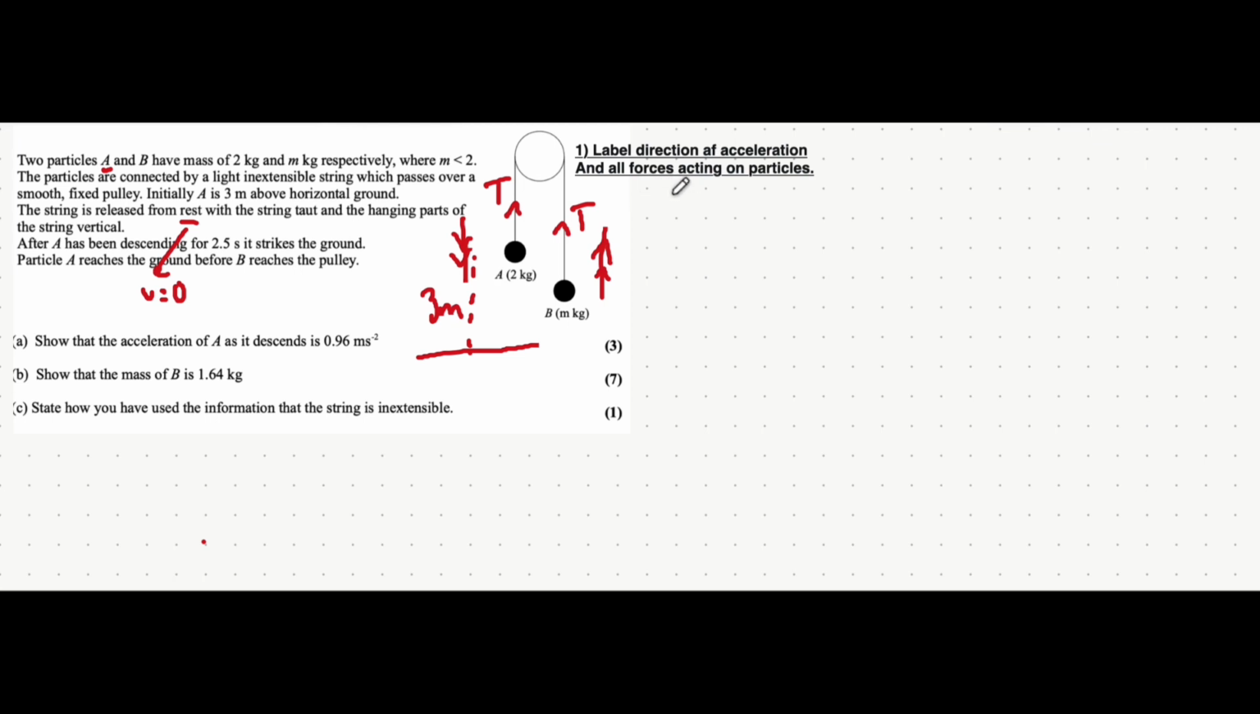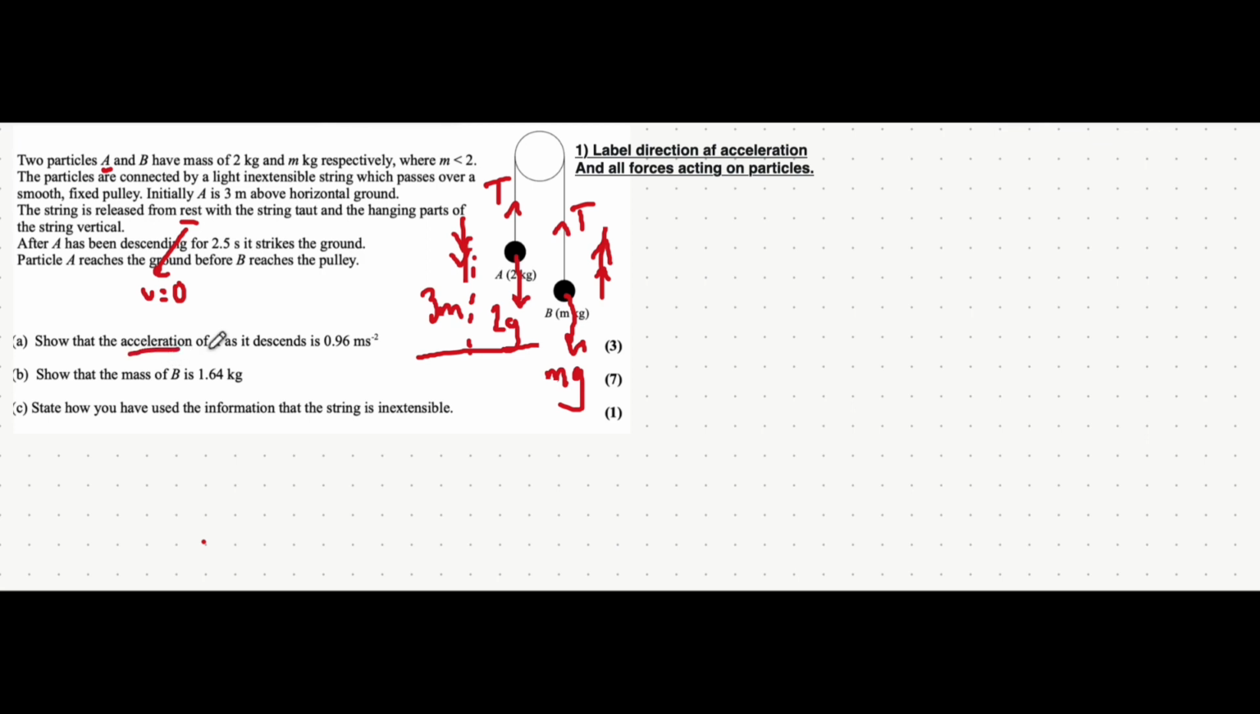Let's now label all the forces acting on the particles. We've already labeled the tensions, however, there are also vertical forces acting downwards. That force is weight, and it's always equal to the mass, which is 2, multiplied by the acceleration due to gravity, g. For particle B, we're not really given the mass, so we're going to write it in terms of m. We're going to write mg.